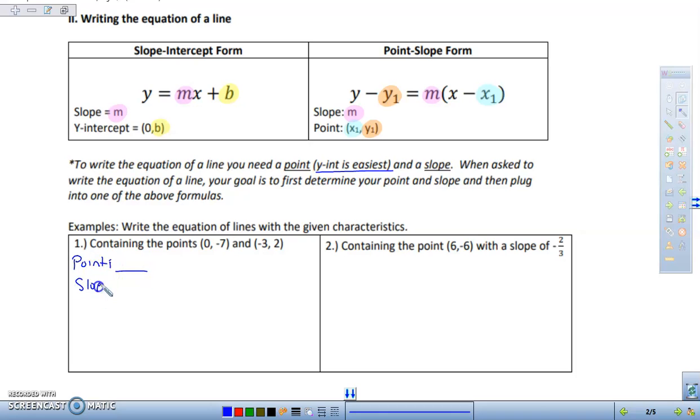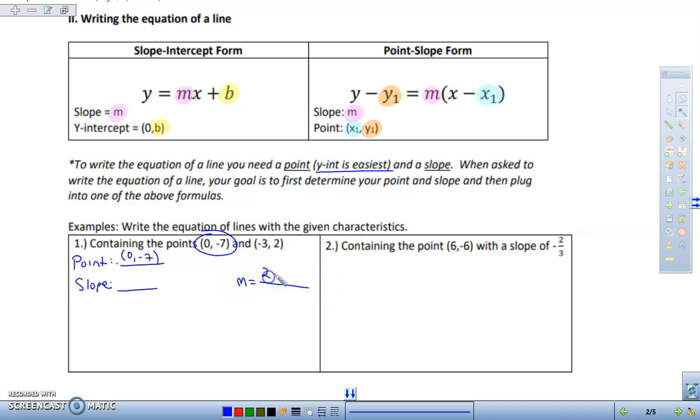Now you'll notice the two things I need are a point and a slope. There are 2 points given, more than enough. But I want you to notice, this point is a y-intercept. That's definitely the point I want to use because it's going to make my life easier, and I'll show you why in a second. But I still need to find the slope. So to find the slope, I'm going to use my slope formula.